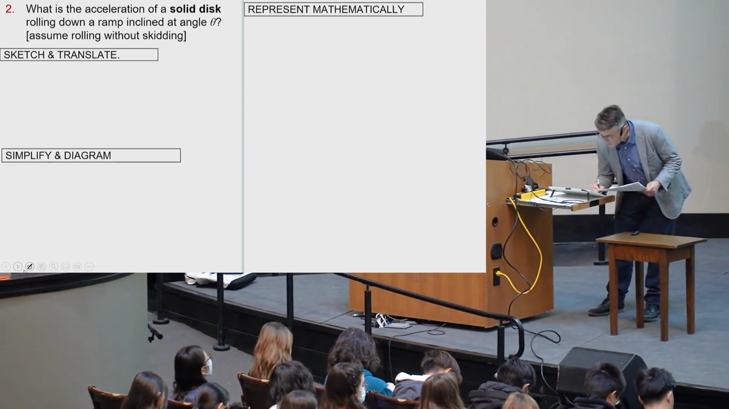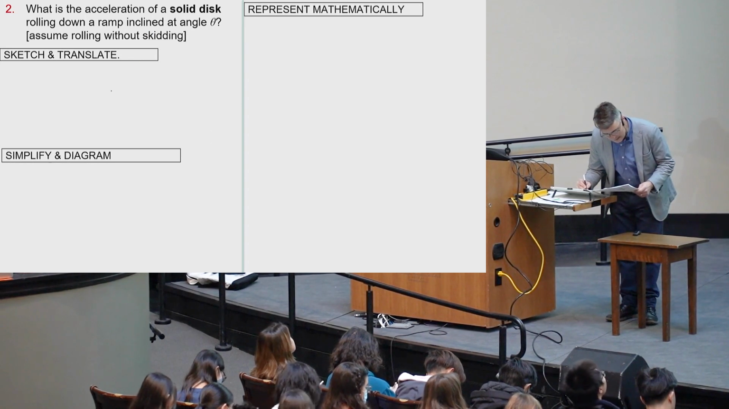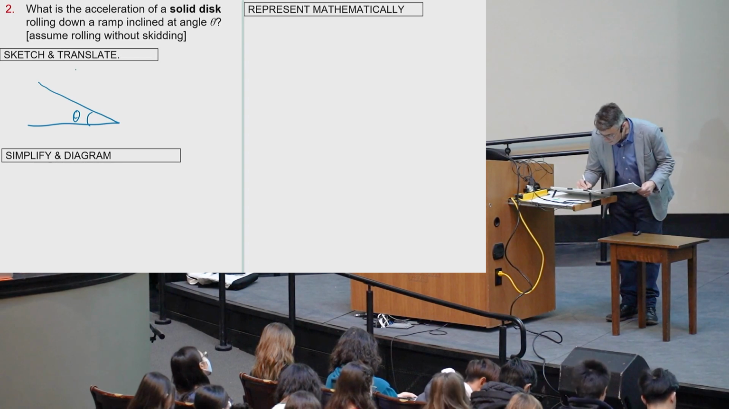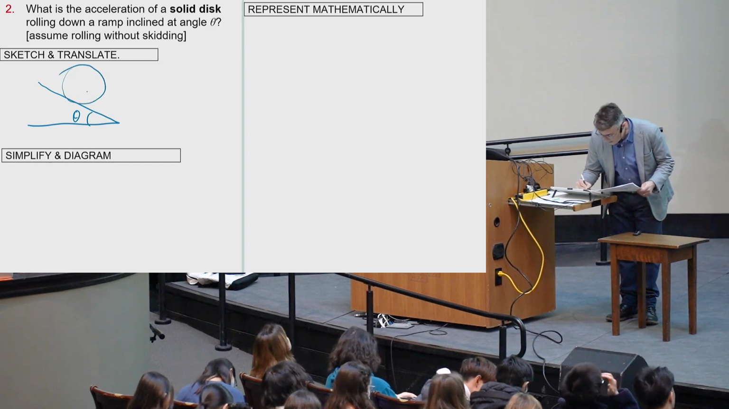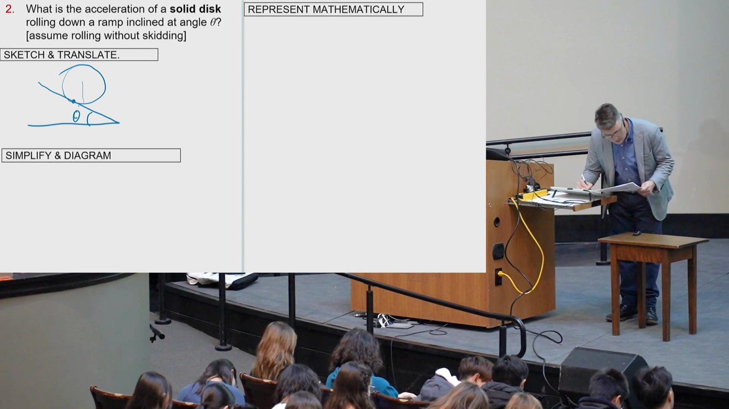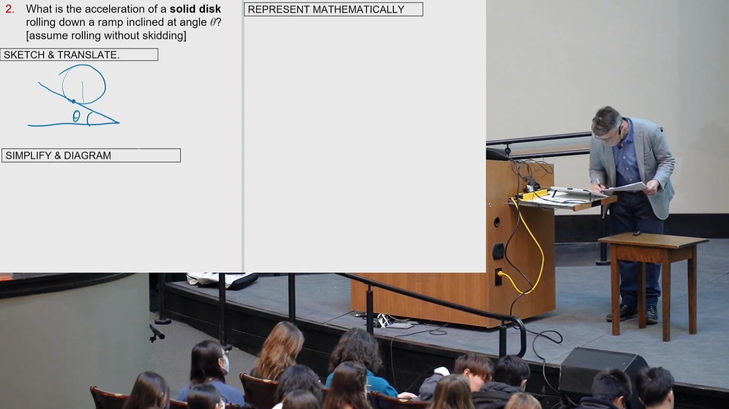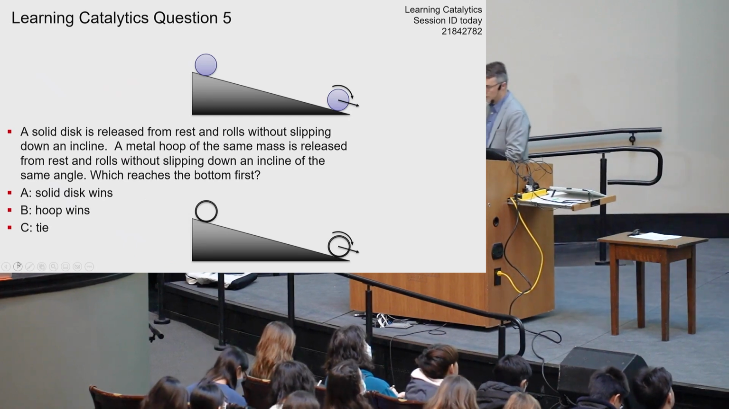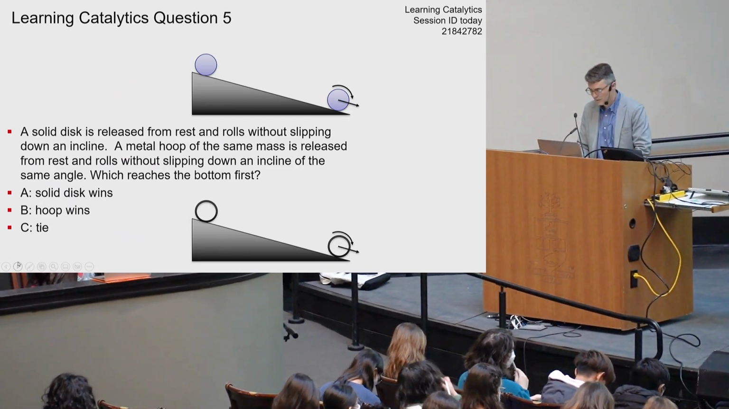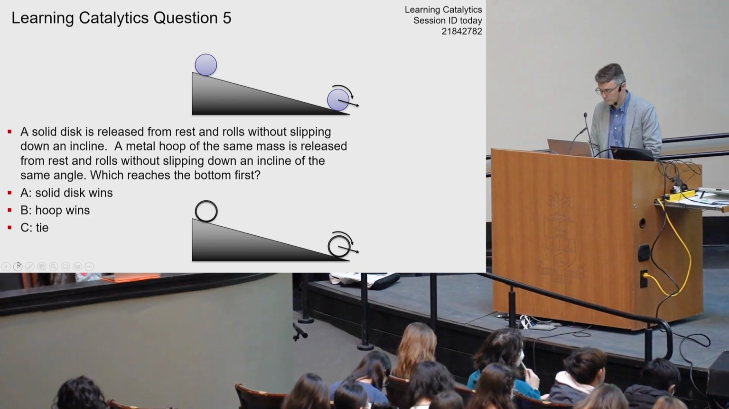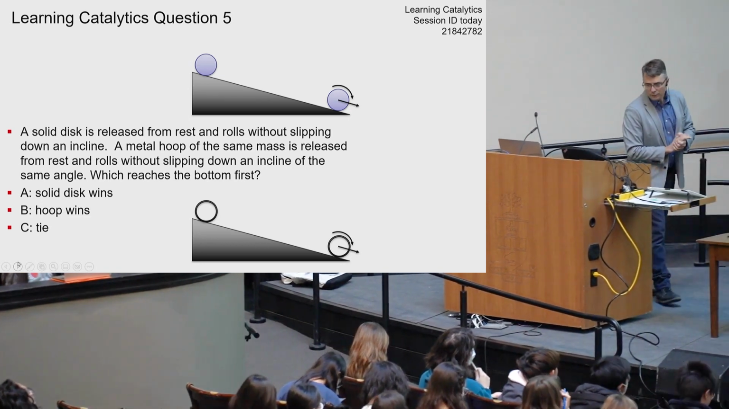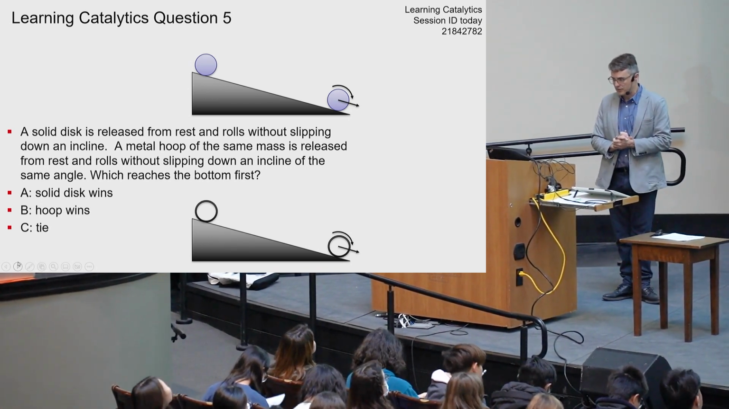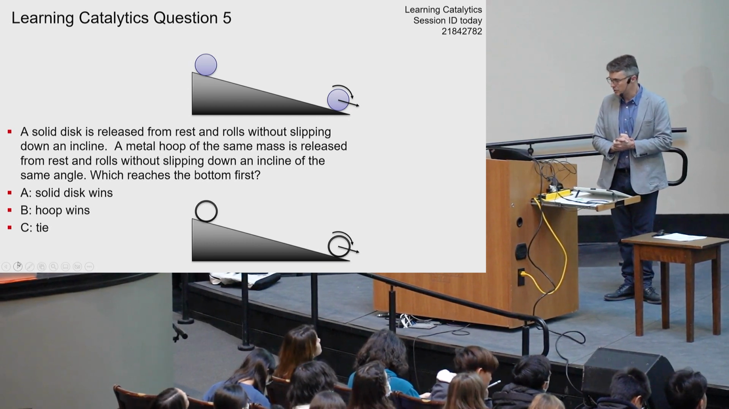The next thing I'm going to do is what's the acceleration of a solid disk rolling down? Now you've got a whole different situation, which I think I might do next time. But here you've got R, and here you've got some friction. I think what I want to do, though, is let's do another Learning Catalytics. I'll do that example next time. But I want you guys to answer this one. What if we do solid disk versus metal hoop of the same mass? Which will reach the bottom first?